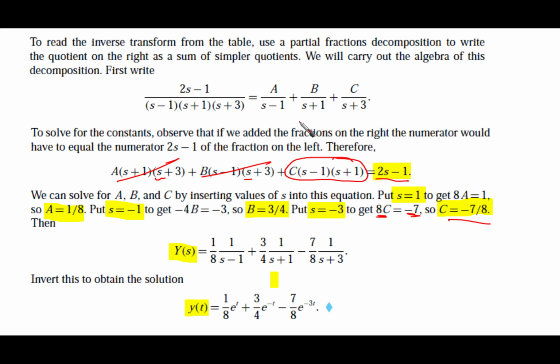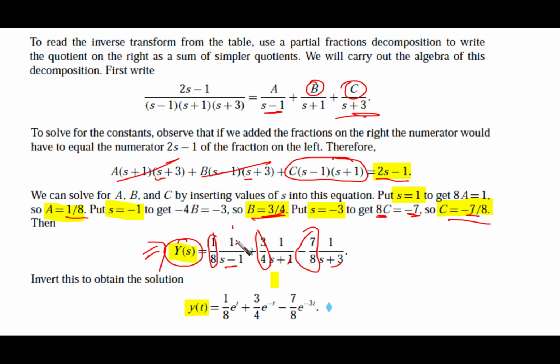So now we are going to substitute in the original equation. The left-hand side for us is y of s capital, it is Laplace, equals to 1 over 8, which is a, times the first term, which is 1 over s minus 1 here, plus 3 over 4, which is b, times 1 over s plus 1, and c, which we have already obtained, minus 7 over 8, times 1 over s plus 3, which is this term.